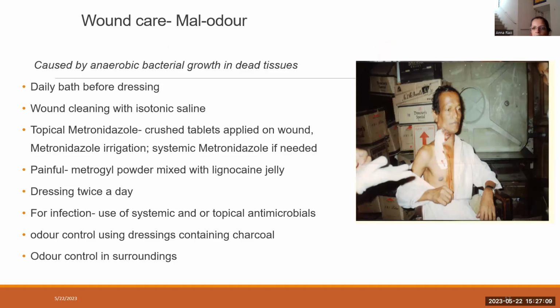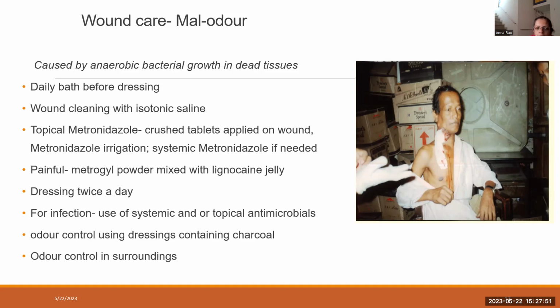What about malodor? Okay, in addressing this issue, what we can do is use metrogel, right? Last time also we had discussed. So how to clean the wound first, right? Daily bath, ask the patient to take a good bath. Okay, so that will remove all the slough, and the bad odor will reduce. And after that, of course, you clean the wound with isotonic saline, right? So that will clean the wound of all the bacteria and dead tissues.